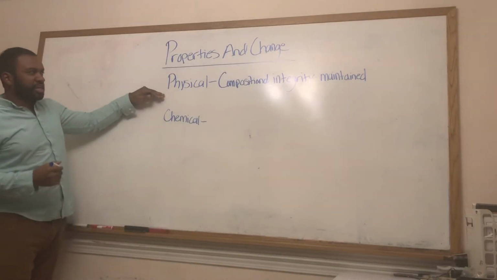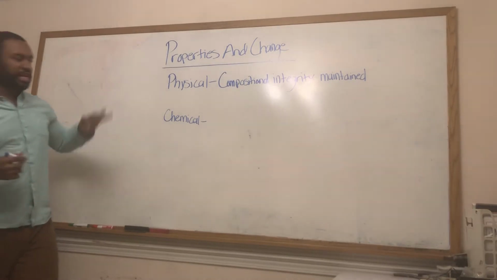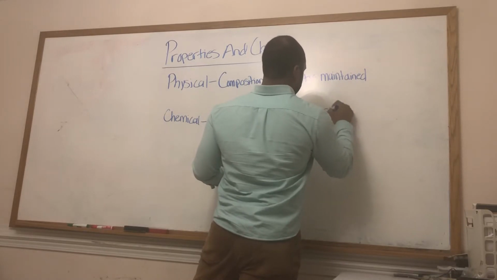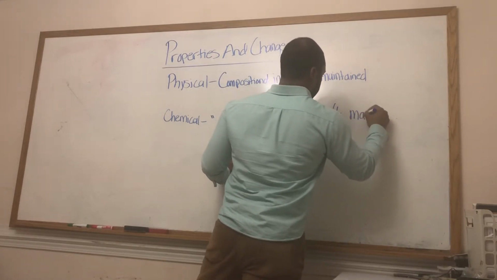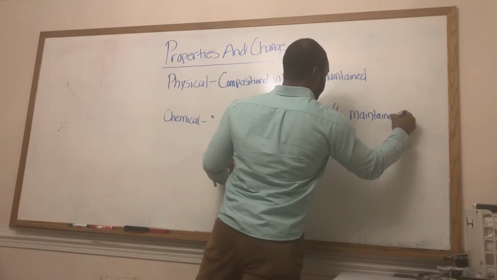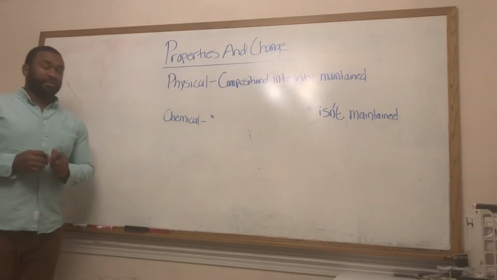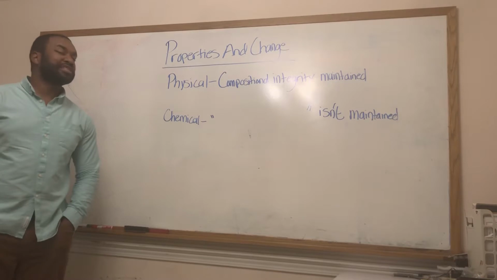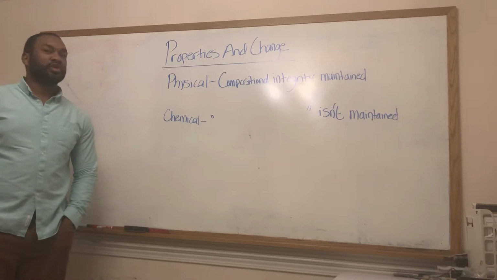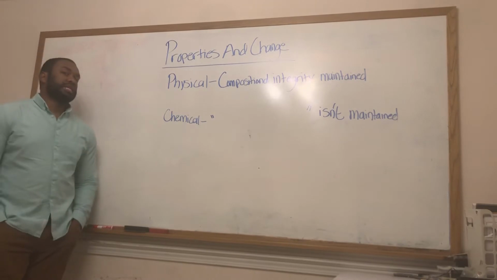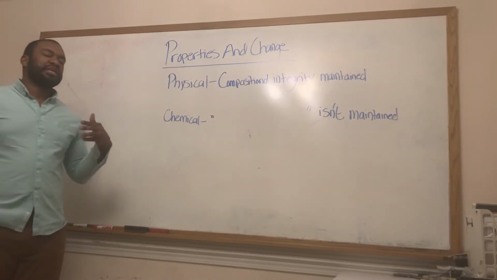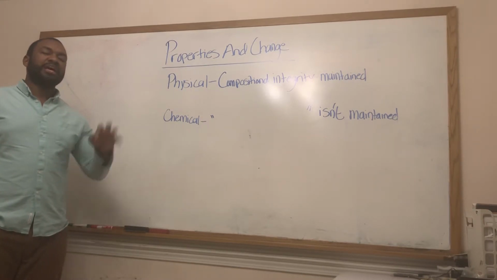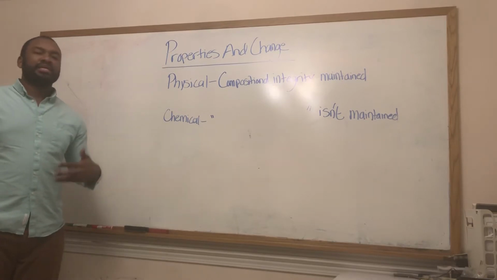So for physical properties and change, compositional integrity is maintained. For chemical properties, a chemical property cannot be observed without sacrificing the compositional integrity of that substance. And so, how do we know? Examples of chemical properties are: is it flammable? Is it toxic? Is it reactive?